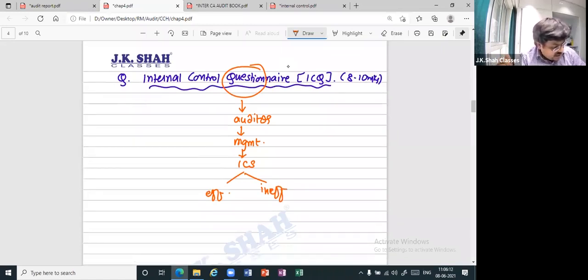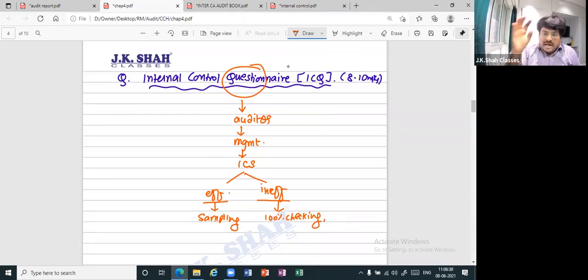If it is efficient, can I say the auditor will check less? When I say he will check less, can I say he will go for sampling? If it is inefficient, then he will check more. Then we say he will go for 100% checking. This is just in theory. In real life, whether ICS is efficient or inefficient, the auditor will always check less than 100% only.